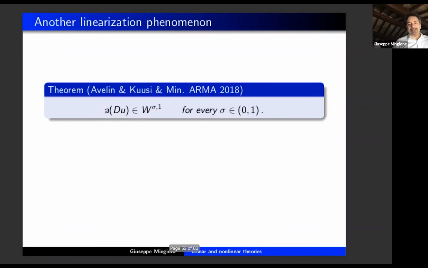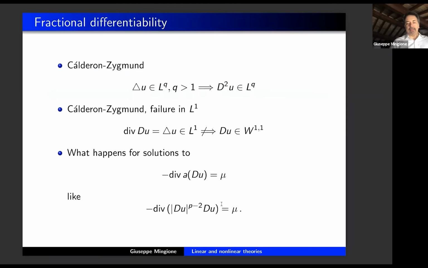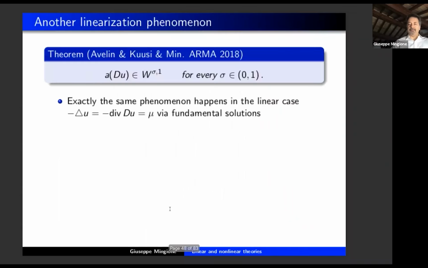So in some sense, it's like considering these kinds of equations in two ways. This can be considered a nonlinear equation in the gradient, but it can also be considered a linear equation in this nonlinear vector field of the gradient. And in that case, it can be read as a linear equation. So it's just another way of looking at these equations.